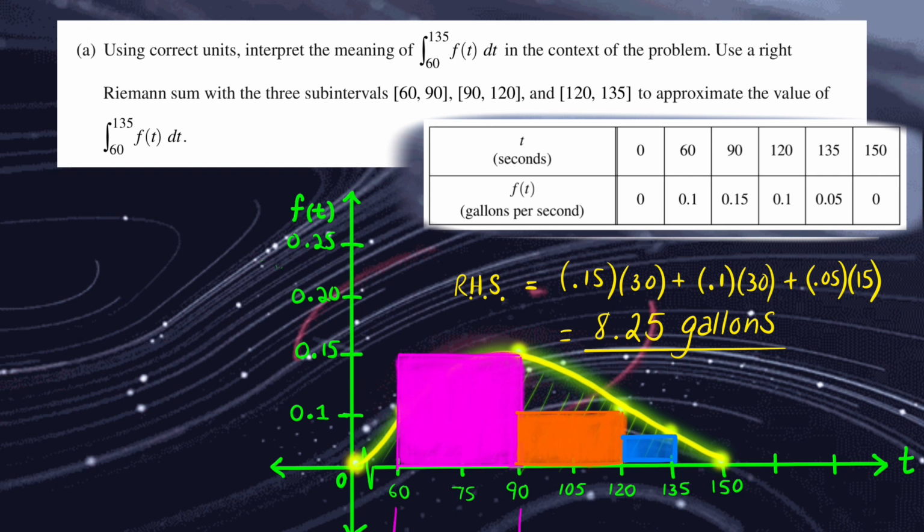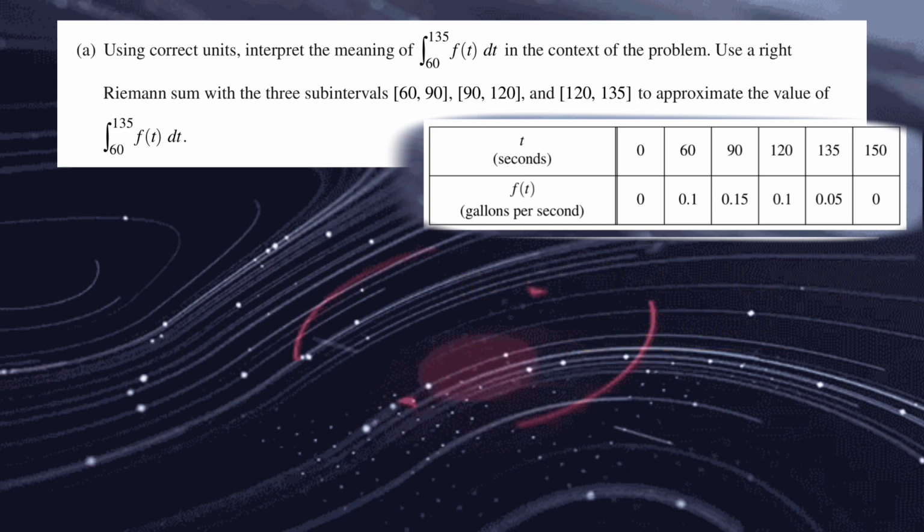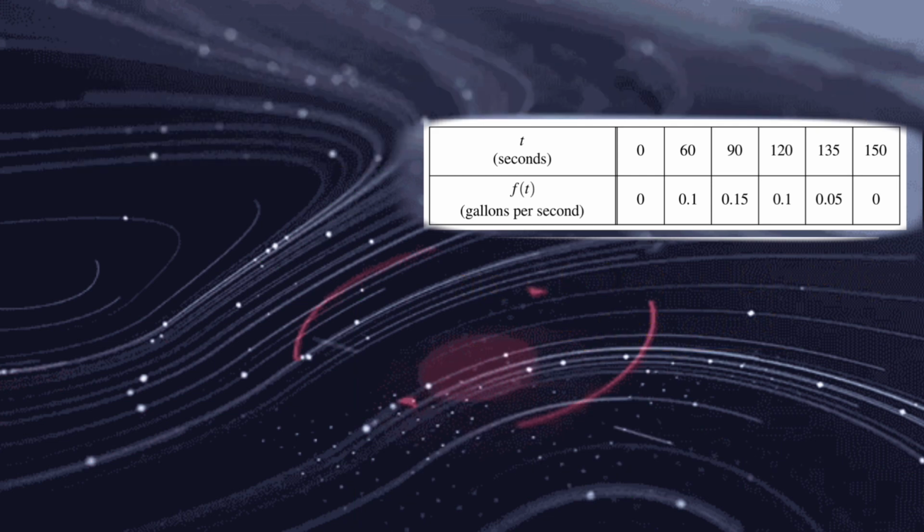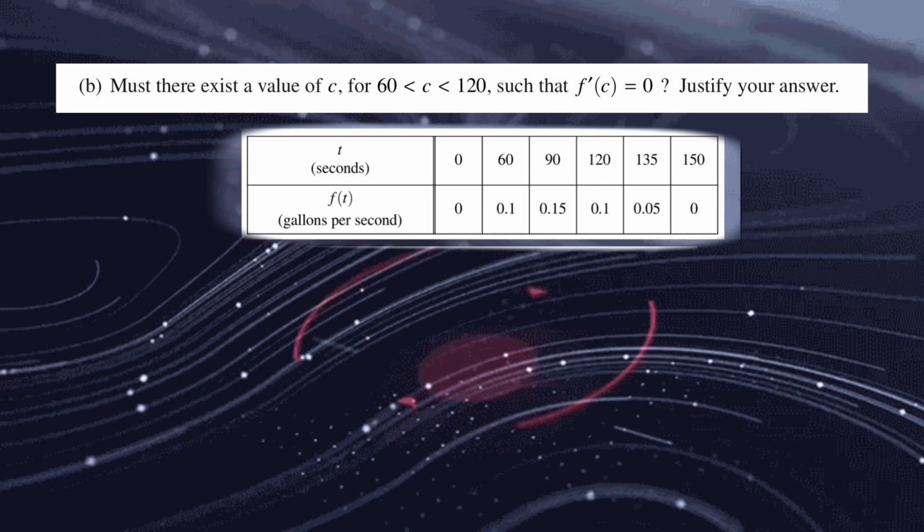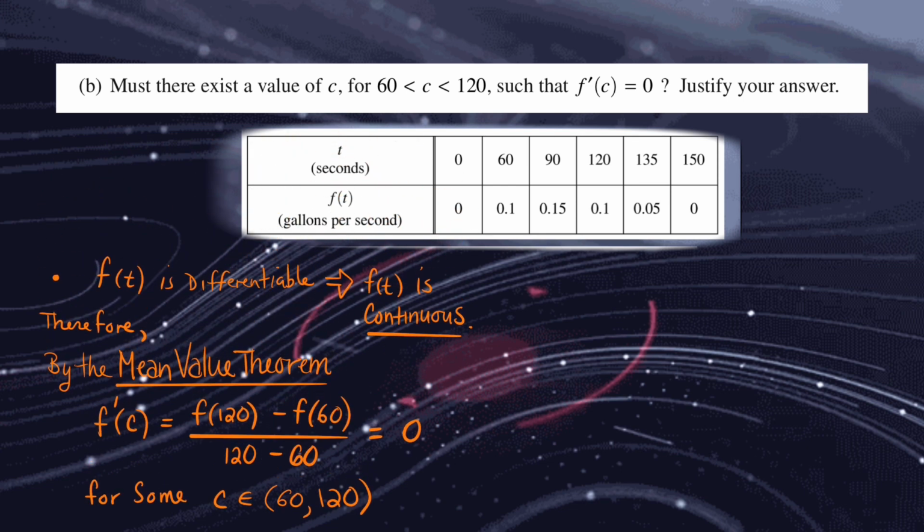Now, part B. For part B, must there exist a value c on the interval from 60 to 120 such that the derivative is equal to 0 at that point? The mean value theorem suggests that there is.